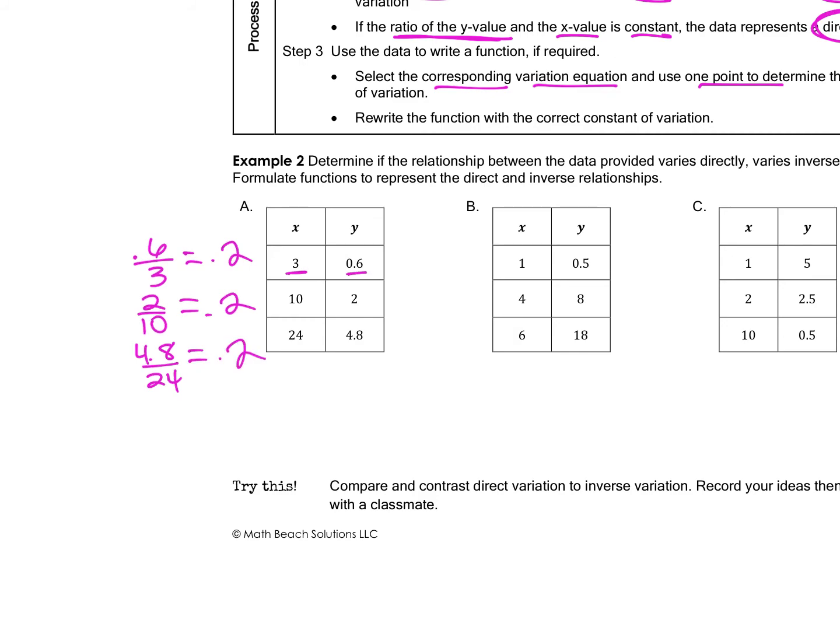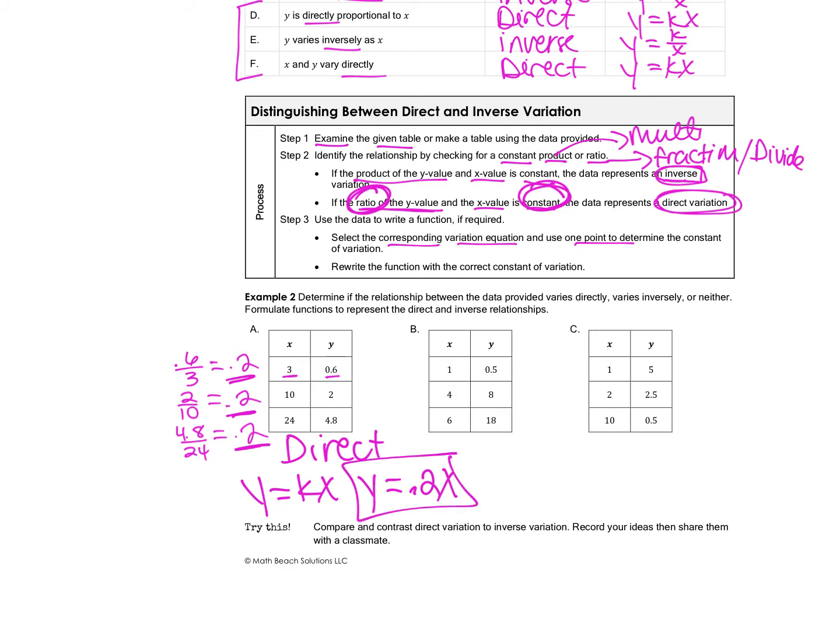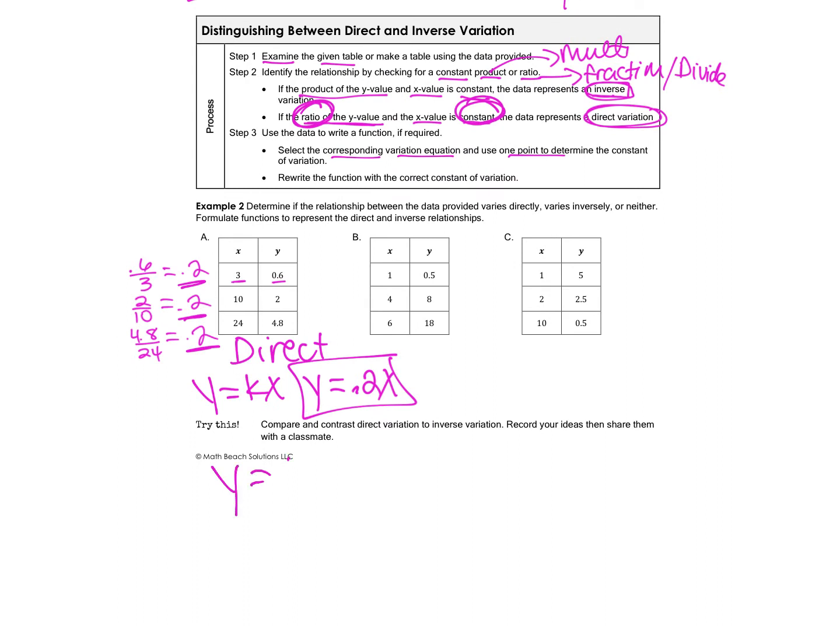So since all of those are equal, we divided them, which is the ratio. So look back up. It says if the ratio of the y and the x are constant, which it was the same, that's a direct variation. So we're going to have direct. And then our direct variation is, remember, direct is y equals k times x. We already found the constant, actually. It's 0.2, so you could just do y equals 0.2x, or you can change your 0.2 to a fraction, which would be 1/5. So you could also have y equals 1/5 x.